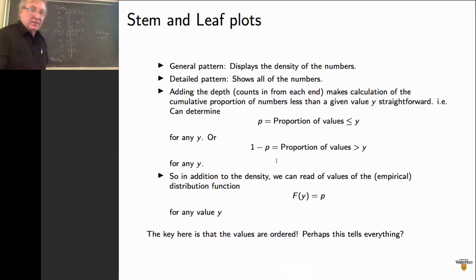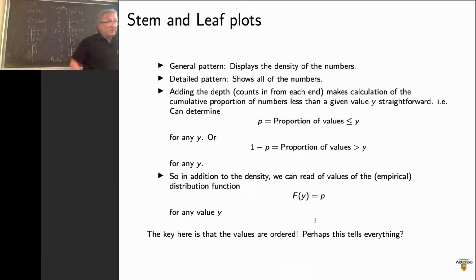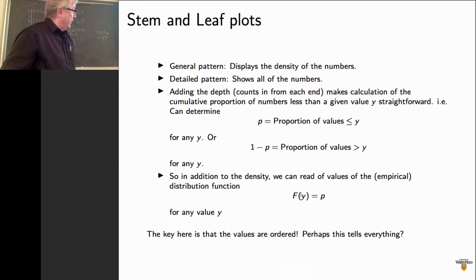And that means, in a probability course, that you can read off the distribution function. So you don't just have the density, you can actually read off values of the distribution function by choosing the value P that you want to go in to find out what the value is, or alternatively find the value Y and tell me what the proportion is below that. We did that for the proportion below 50.